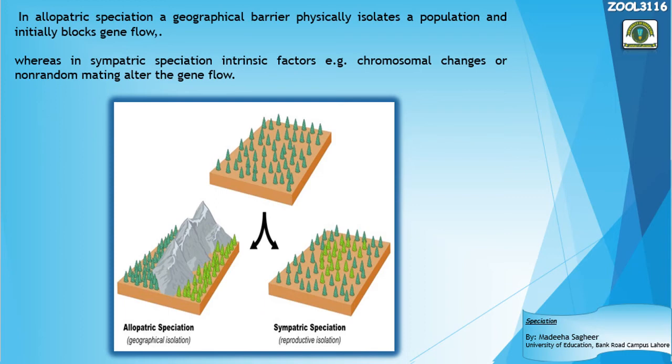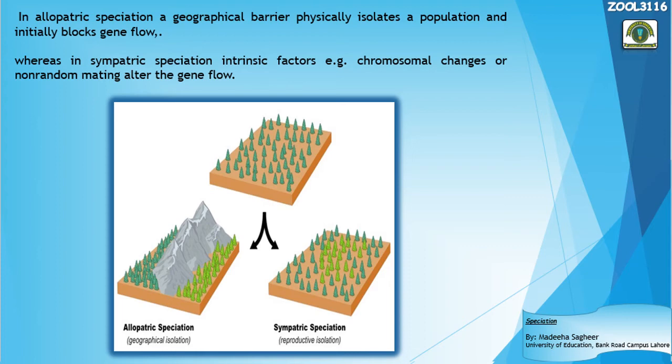gene flow. Gene flow, which I have told you many times, is the transfer of genes or genetic material between the populations. This is what is known as gene flow. So when there is a blockage in the gene flow, this will lead to speciation. Whereas in sympatric speciation, intrinsic factors, for example, chromosomal changes or non-random mating, alter the gene flow.